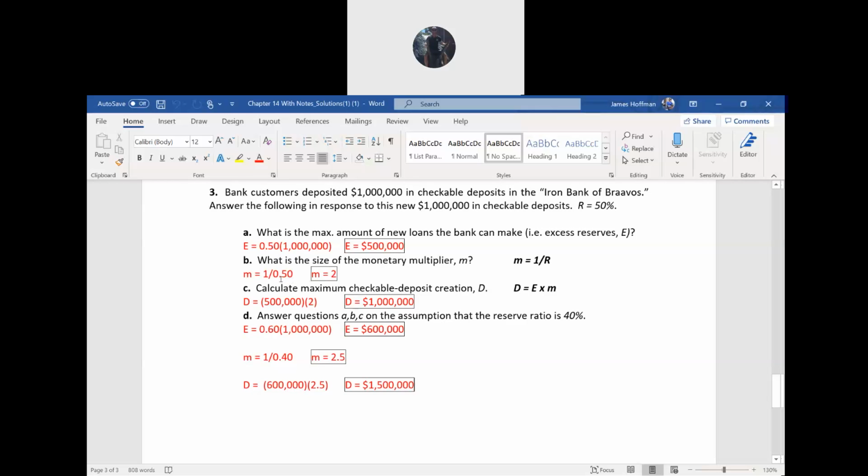With a higher reserve ratio, more money is kept in the banks and less money is lent out, and that would decrease the money supply. So you can clearly see that the direct effect of the reserve ratio is on the monetary multiplier, and the higher the reserve ratio, the lower the money supply.